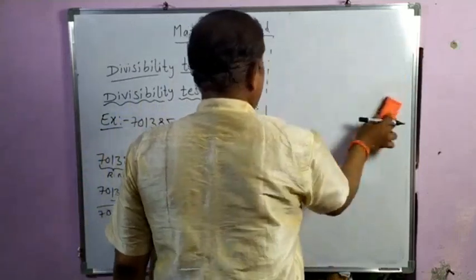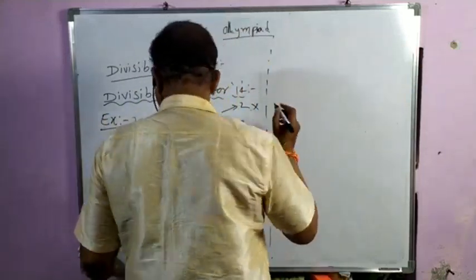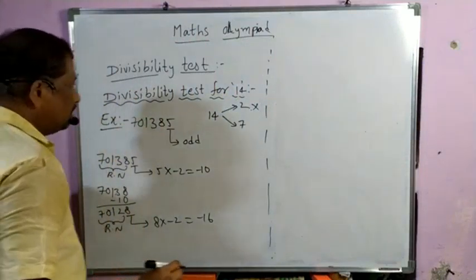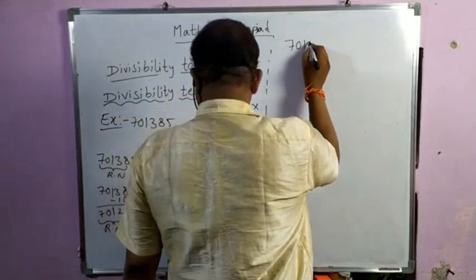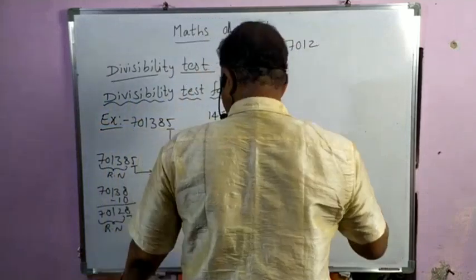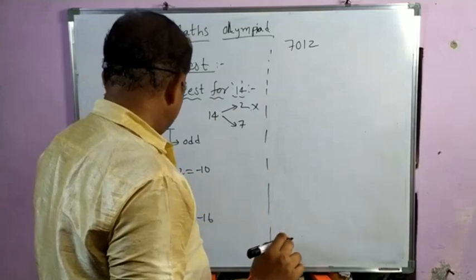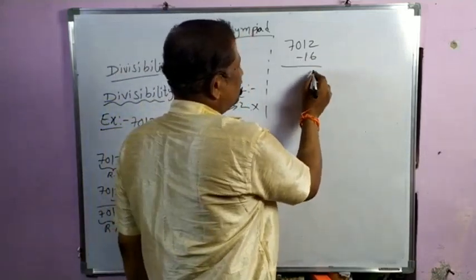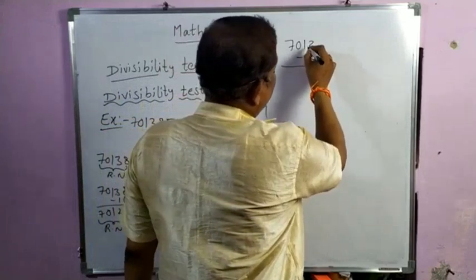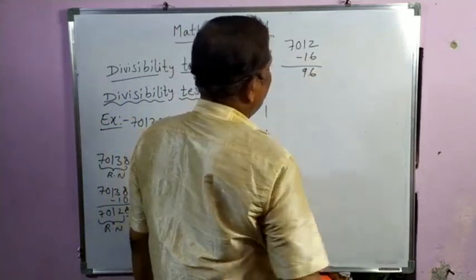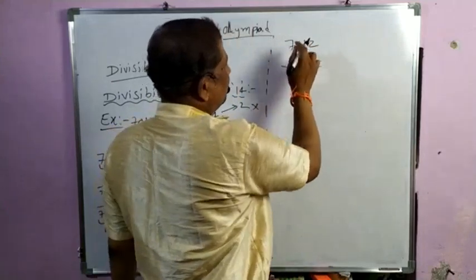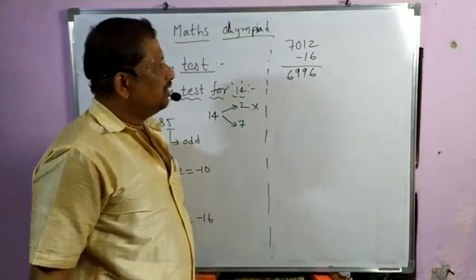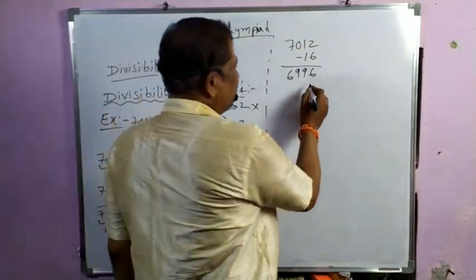So what is the remaining number here? The remaining number is 7012. We have to subtract 16 from it. So 12 minus 6, 6 will come. Here 10 will get 9, so we borrowed 1 from here, 9 will get 9. We borrowed 1, 6, 6, 9, 9, 6. So again it is a big one now.